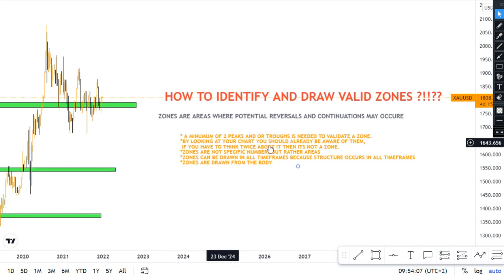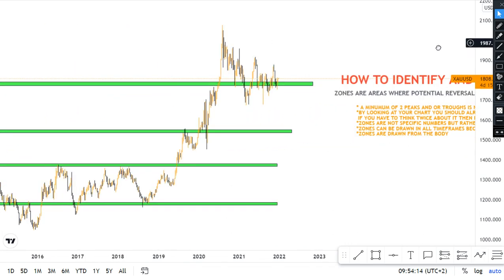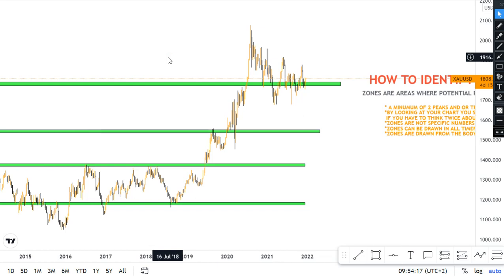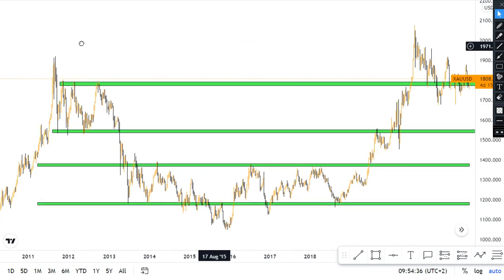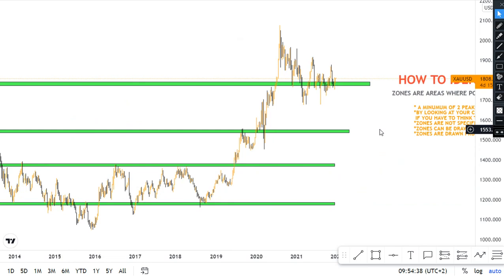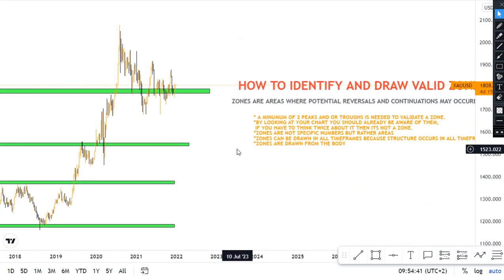Then I say, by looking at your chart, you should already be aware of them. If you have to think twice about it, then it's not a zone. What I mean by that is that identifying a zone shouldn't be a train smash. It should really be as easy as ABC, because you just want to identify your first high, your second high, then you draw a zone, then your third high, you enter for a sell. You want to draw your first low, your second low, then your third low, you enter for a buy. It shouldn't be a train smash. If you have to scratch your head trying to find a zone, then it's probably not a zone. That's what I mean, right?